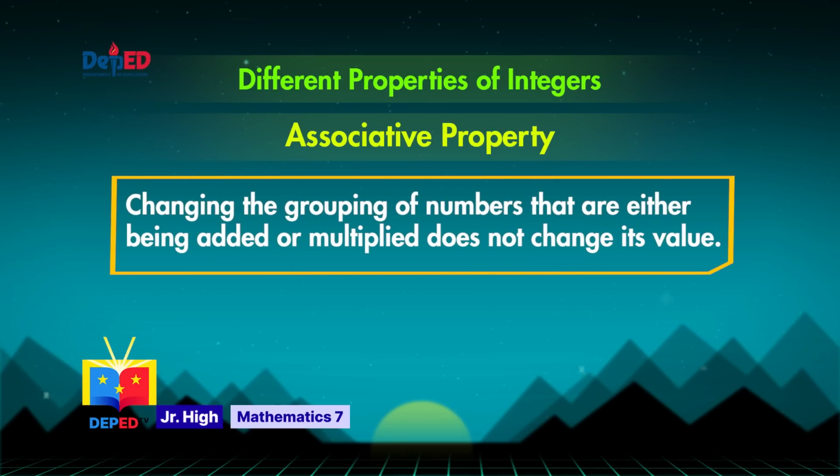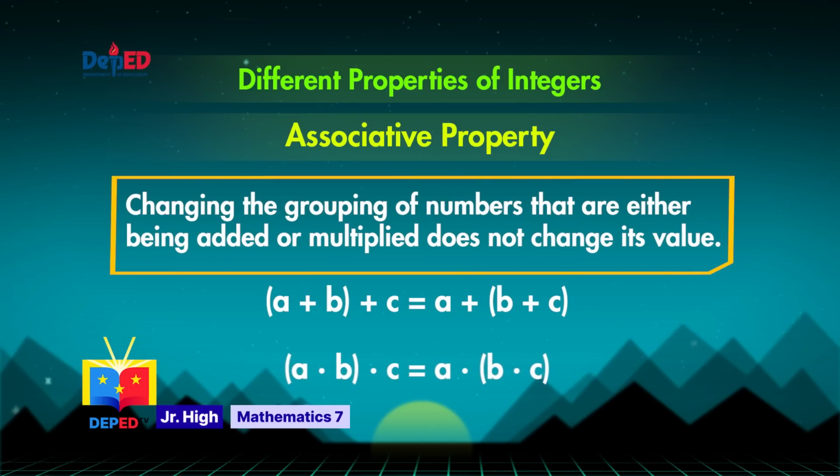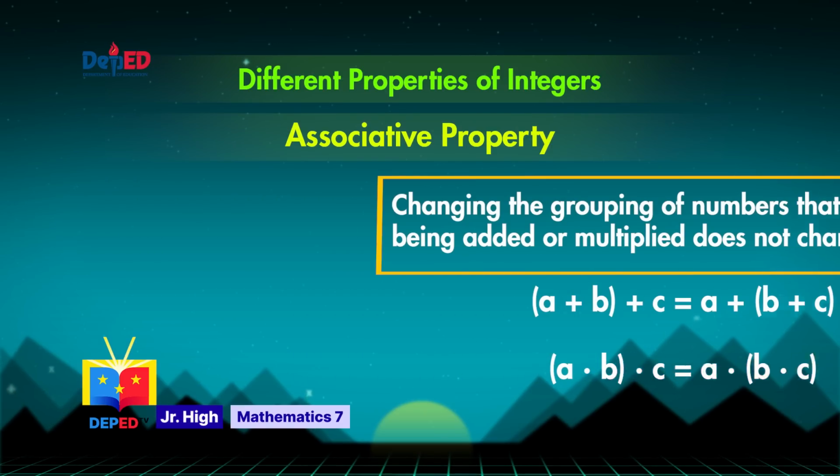Changing the grouping of numbers that are either being added or multiplied does not change its value. The quantity of a plus b plus c is equal to a plus the quantity of b plus c. And the quantity of a times b times c is equal to a times the quantity of b times c. Take note that operations inside the parentheses should be solved first.